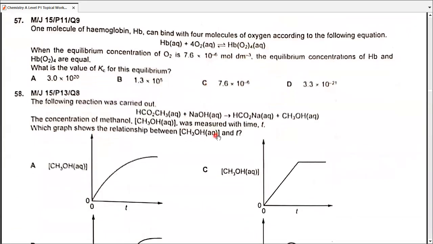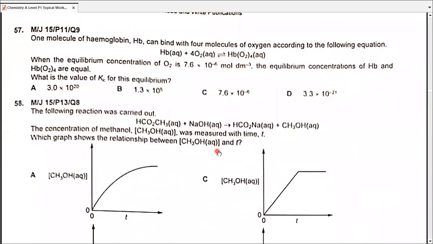Moving on, what do we have next? Yeah, go for it. 50.